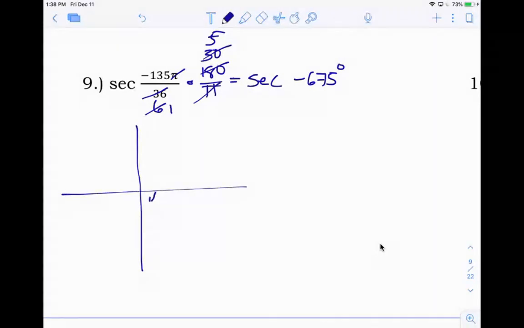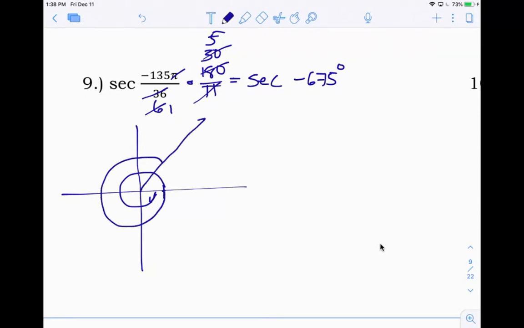So I know I'm going to be going this way definitely at least once. If I take 675 and subtract 360 out of it, I'm back to 315. Here's 0 and 315. Now be careful. That's a negative 315. So don't stop there at what you know to be 315. We still have to go almost a full another circle. And this ends up going back to 45 degrees. All right, so this is going to be the same thing as secant 45.